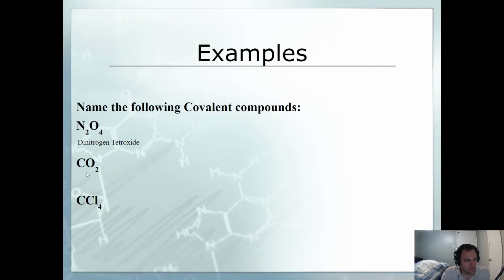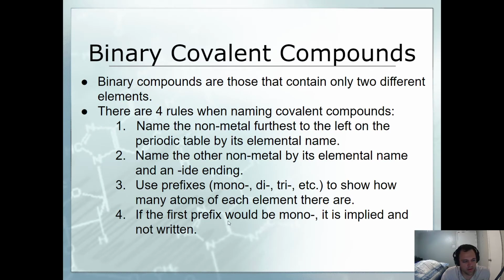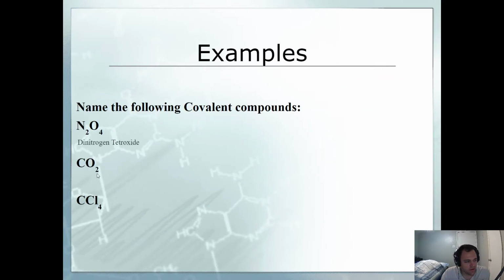All right, so number 2, we've got carbon and oxygen. Again, the one furthest to the left comes first. So carbon is further left than your oxygen. We're going to say carbon oxide. We need to figure out how many of each there are. So 1 carbon, so it would be monocarbon. But rule number 4 says that if the first prefix would be mono, you don't have to write it. So instead of monocarbon here, we just say carbon. And then there's 2 oxygens, so that would be dioxide. So carbon dioxide. Easy peasy.